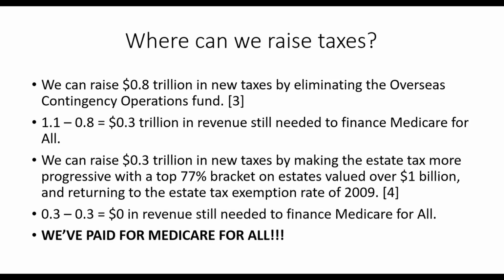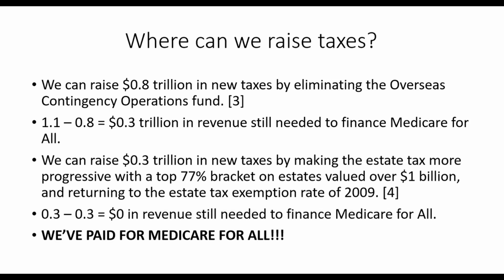All right, and finally, we can raise $300 billion in new taxes by making the estate tax more progressive with a top 77% bracket on estates valued over $1 billion, Jeff Bezos, for example, and returning to the estate tax exemption rate in 2009. So those reforms would save us a little over $300 billion over 10 years, which would in turn leave us with $0 in revenue needed to finance Medicare for all. So guess what? We have found a way to pay for Medicare for all.